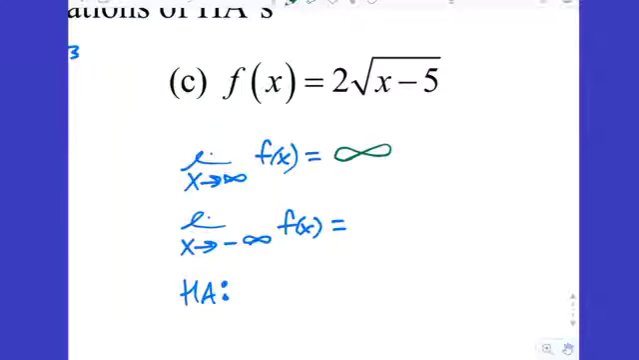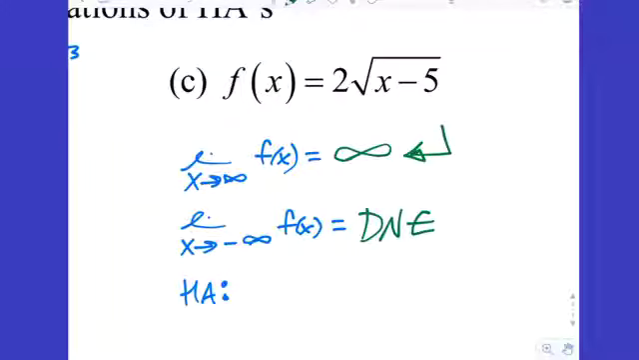Now for the left-hand behavior. Plug in a negative infinity for x. What's negative infinity minus 5? Negative infinity. What is the square root of negative infinity? Can we take the square root of any negative number? No. So it doesn't exist. This would be DNE. Now things can fail to exist for many, many reasons. This is not DNE like the first one is DNE.